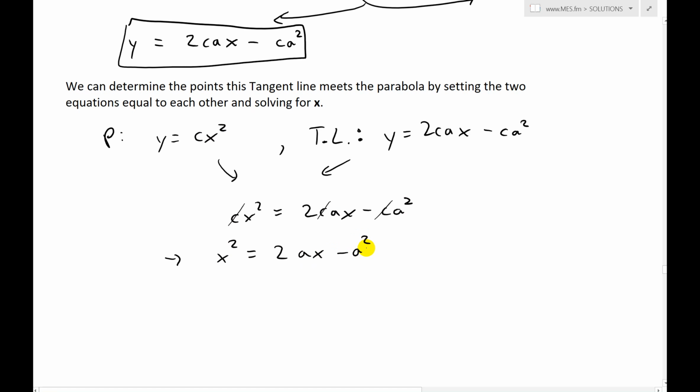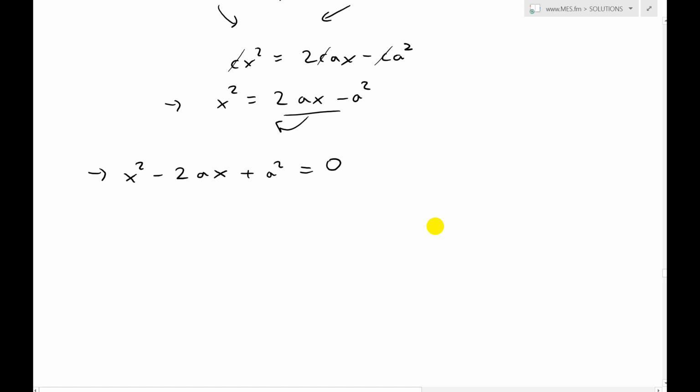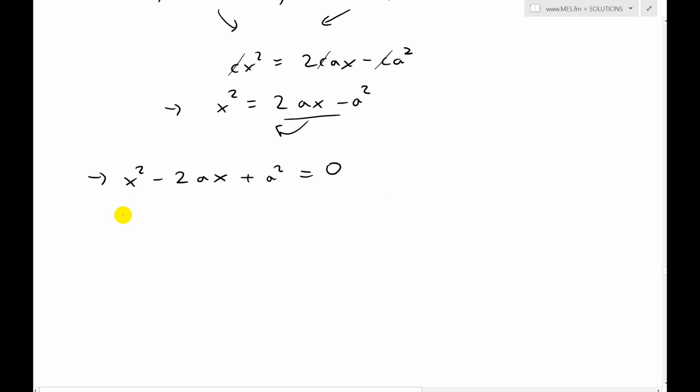2ax minus a squared. Now I'm going to move these both to this side, and notice what we have: x squared minus 2ax plus a squared equals 0. Notice we have just a perfect square, actually. This is in fact just x minus a, squared, because x times x is x squared, x times negative a is negative ax, and negative a times x is another one, so we have added 2, and then a times negative a is negative a squared. So we just completed the square right there.